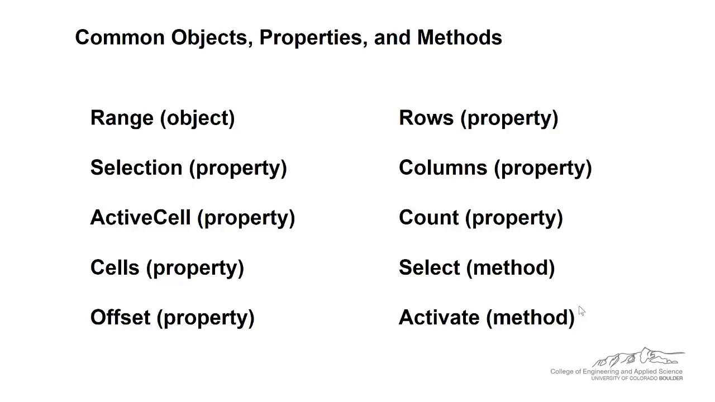This screencast is perhaps going to be one of the most important screencasts as far as teaching you the basics of interfacing between Excel and VBA. I'm going to introduce you to objects, properties, and methods. So the range object, the selection property, the active cell, which is a property, the cells, offset, rows, columns, count. These are all properties that are tremendously useful. And then we have two methods, which are the select and activate.